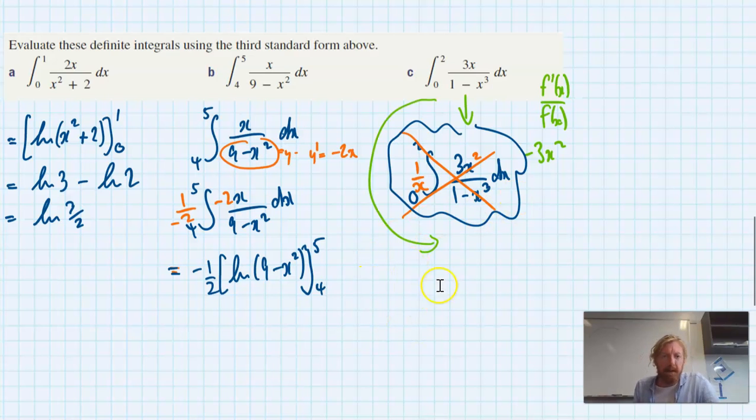Without drawing it, I can see that he's got an asymptote at 1. And my integral goes from 0 to 2. I can't do this. I can't integrate over an asymptote. Well, it's not going to work anyway.